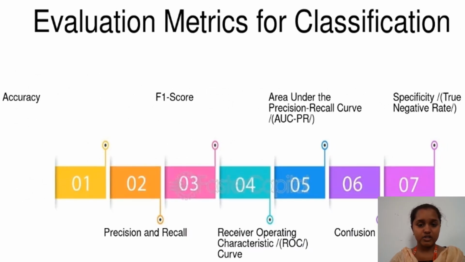These are the evaluation metrics for classification: accuracy, precision and recall, F1 score, receiver operating characteristic, that is the ROC curve, area under the curve, that is AUC, and confusion matrix. And next is specificity or true negative rate, etc.